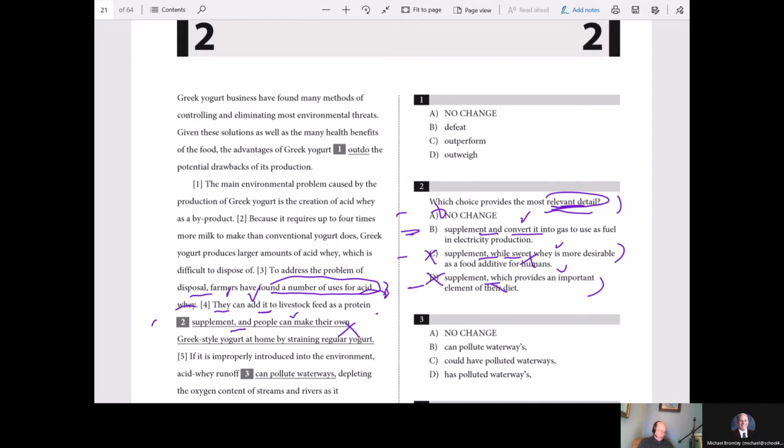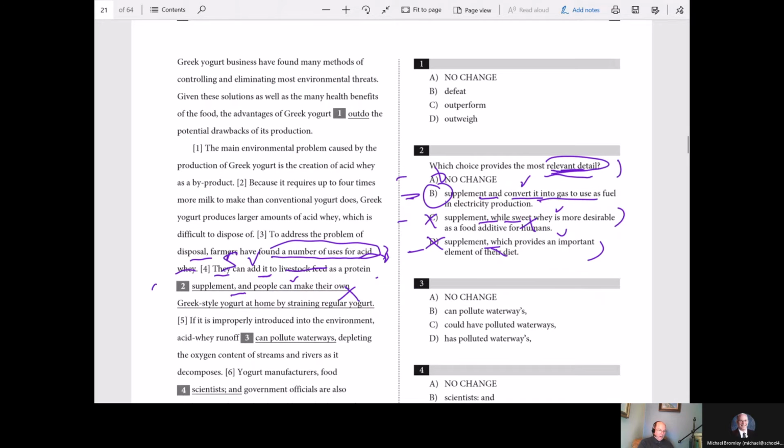Now notice how B works. Farmers can add it to livestock feed, and they can convert it into gas. So it's B, those are 2 uses. So we got one subject, they can add it, the object, acid whey, and convert it, the object, acid whey, verb, verb. Okay, moving on.